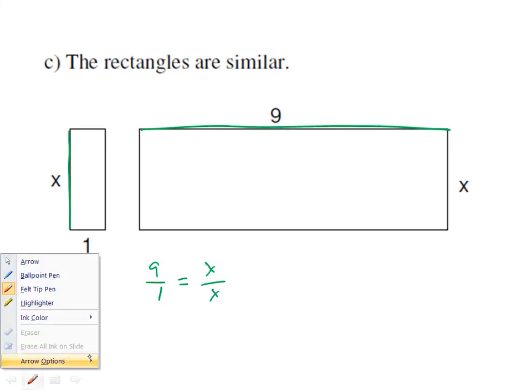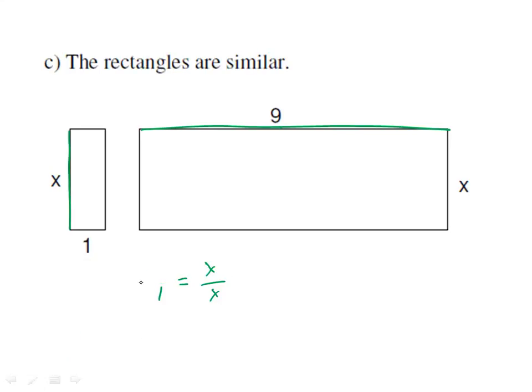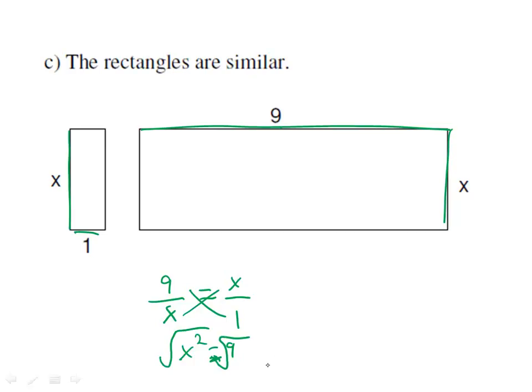So rather than doing this, you want to do this. 9 over x equals, this one then corresponds to the 1, x over 1. Cross multiply. x squared equals 9. Remember how you undo squaring? Square root. So x equals 3.